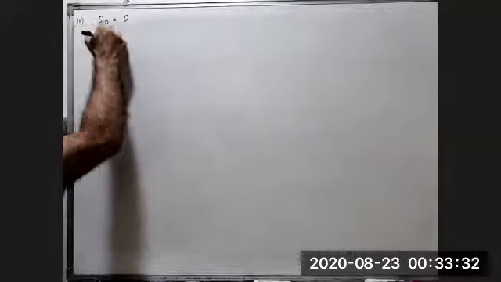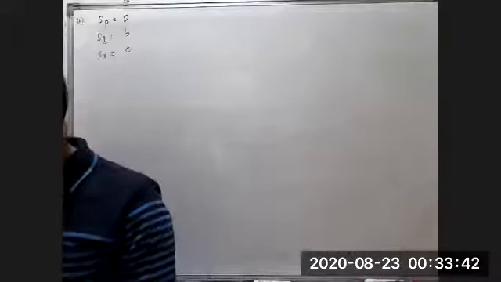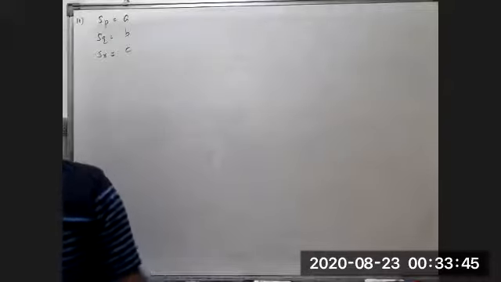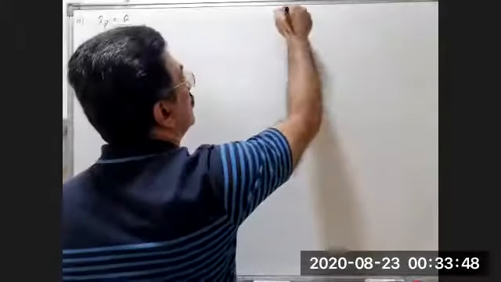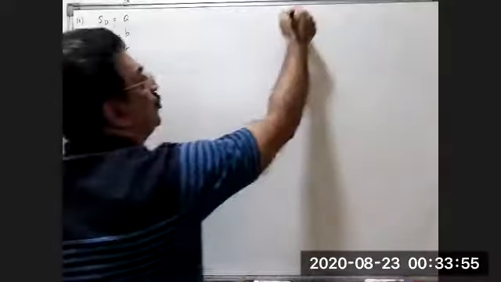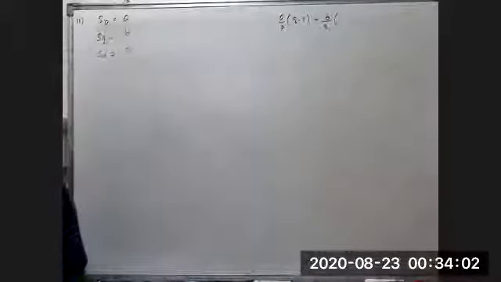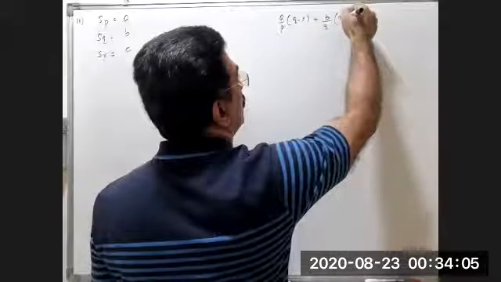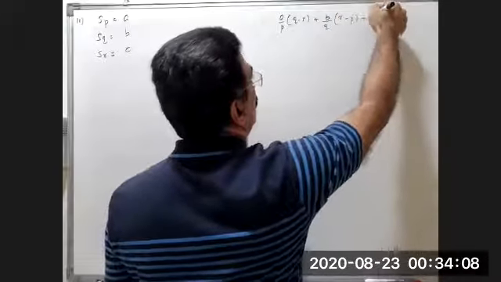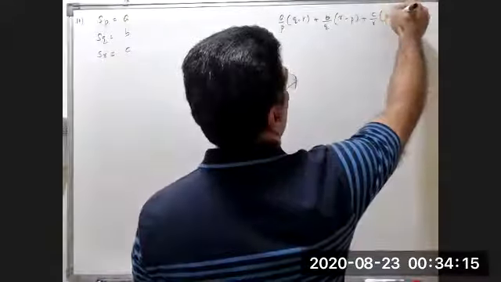SP is equal to A. Sum of Q terms is B. Sum of R terms is C. Sum of first P, Q, and R terms is A, B, and C. The question is to prove that A by P into Q minus R, plus B by Q into R minus P, plus C by R into P minus Q is zero. This is what we need to find.